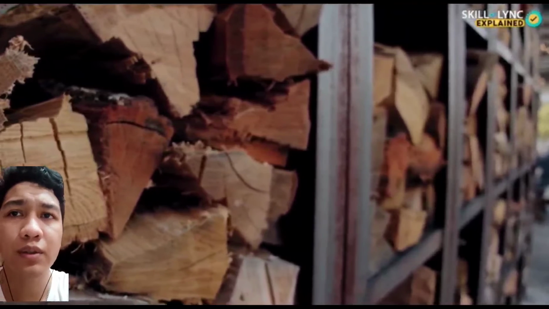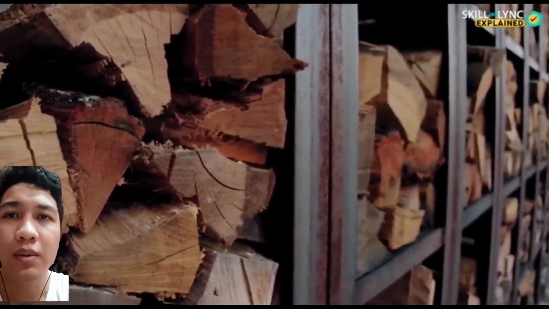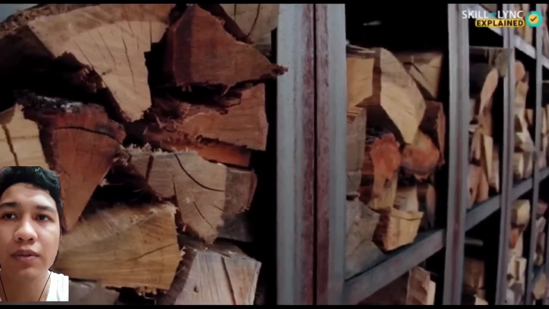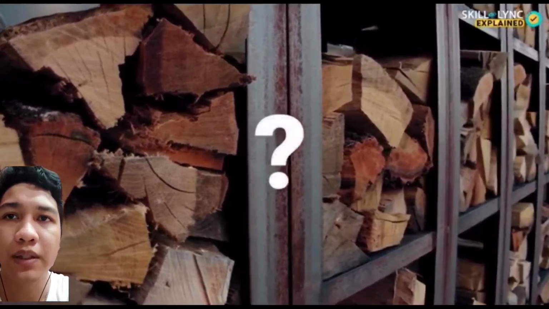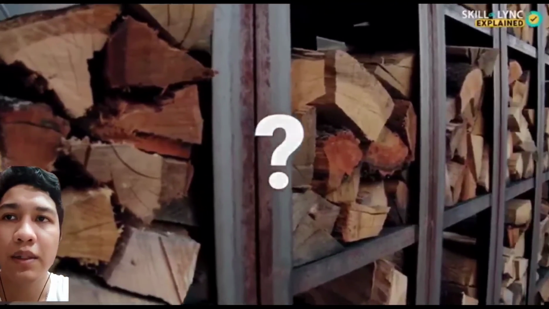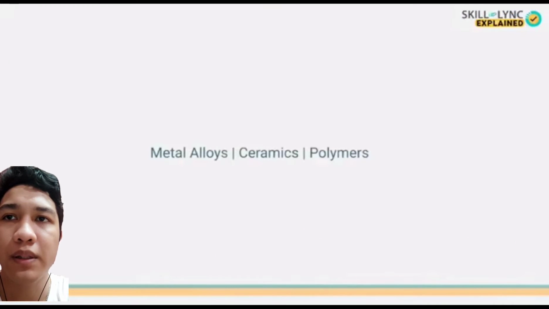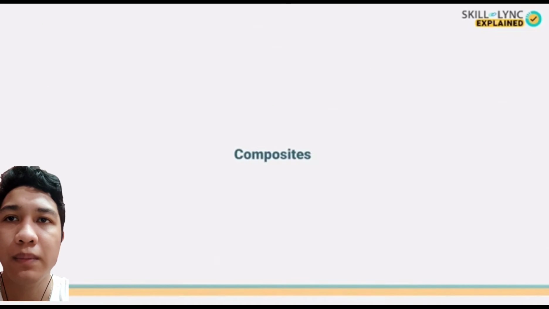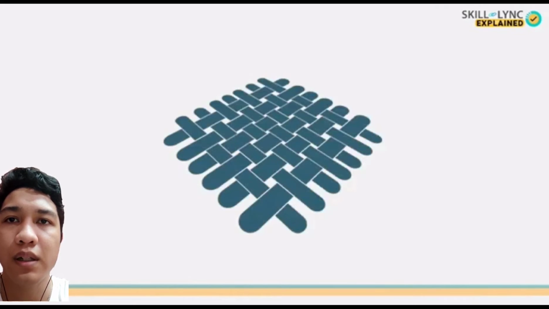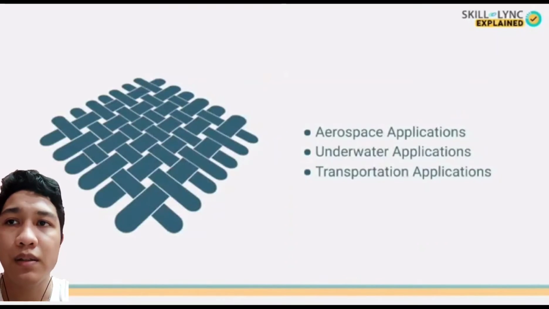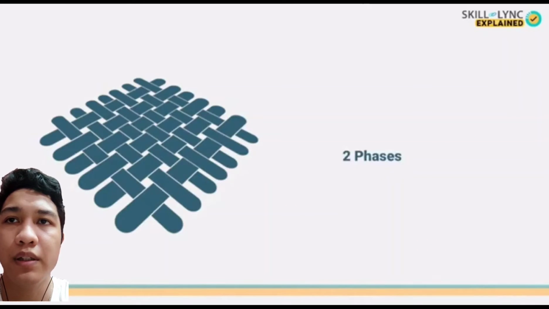Wood is one of such good examples. For natural composite, wood is made of a number of strong cellulose fibers bound together by a stiffer material called lignin. But why exactly do we need these composite materials? Well, not all of the desired properties can be achieved by mere metal alloys, ceramics, and polymers. So we do need some materials with an unusual combination of properties, and that is where composite materials come into play today. Composites are extensively used in aerospace, underwater, and transportation applications.